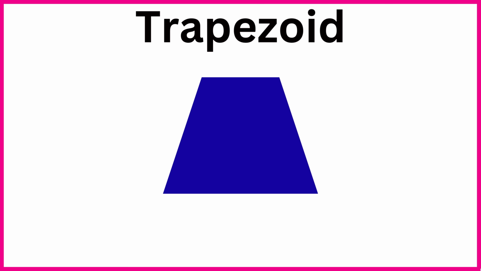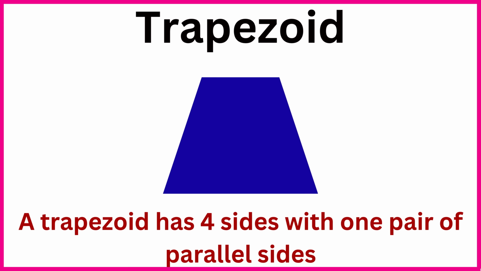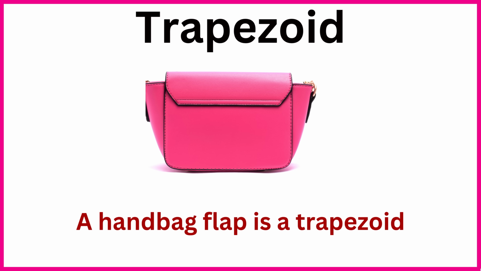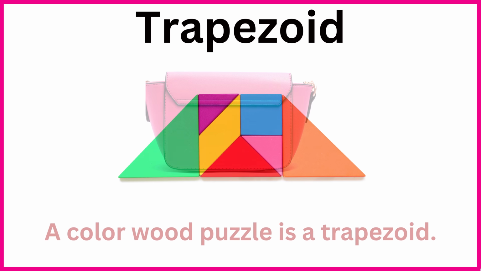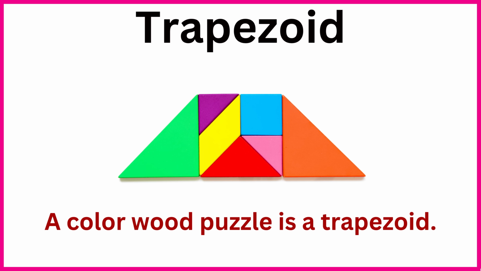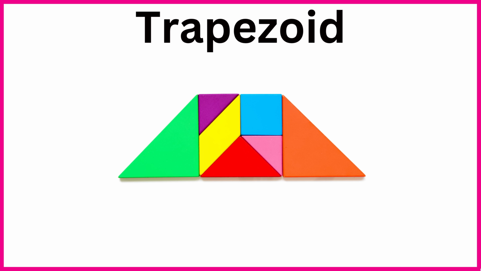Trapezoid. A trapezoid has 4 sides with 1 pair of parallel sides. A handbag flap is a trapezoid. A lampshade side is a trapezoid.